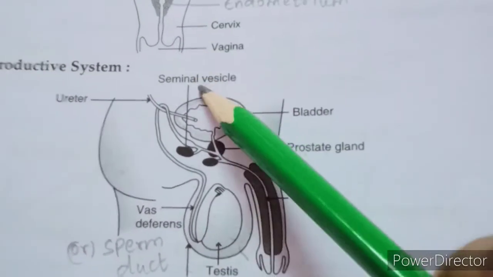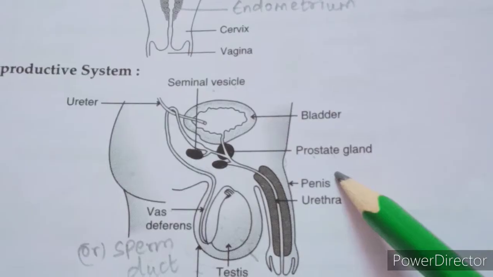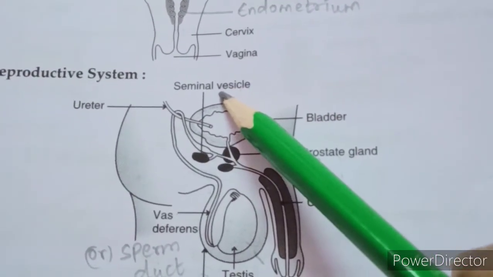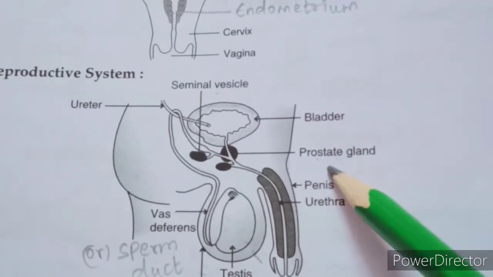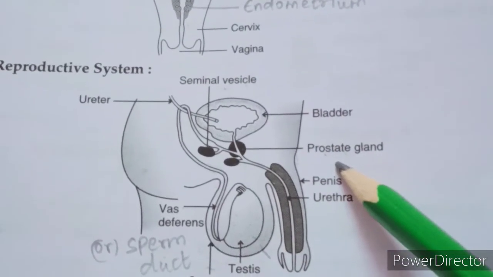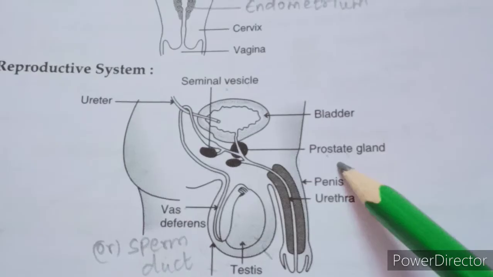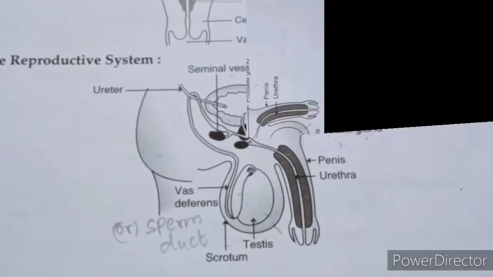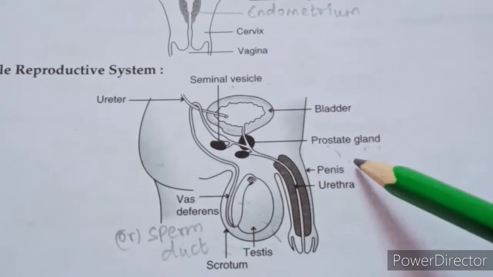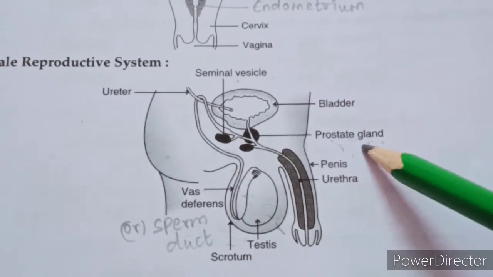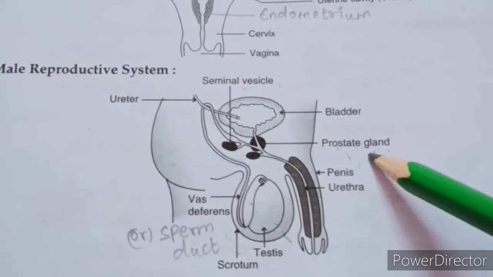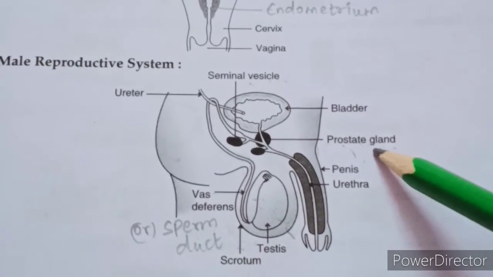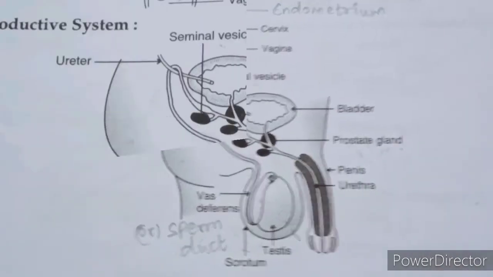Now coming to the functions of the seminal vesicle and the prostate gland. The secretion of the seminal vesicle activates and nourishes the sperm, whereas the secretion of the prostate gland contributes to the mobility, that is the movement of the sperm, and the fertility of the sperm. The secretions of the seminal vesicle and the prostate gland are termed semen. With the help of this fluid called semen, the sperm can enter the female reproductive tract and reach the fallopian tube very easily.